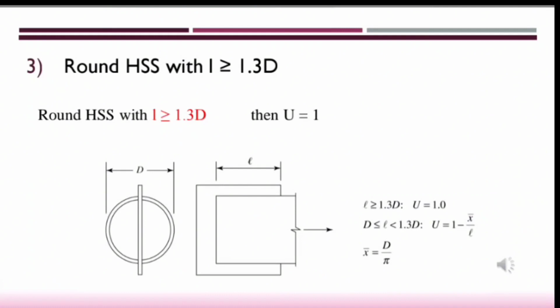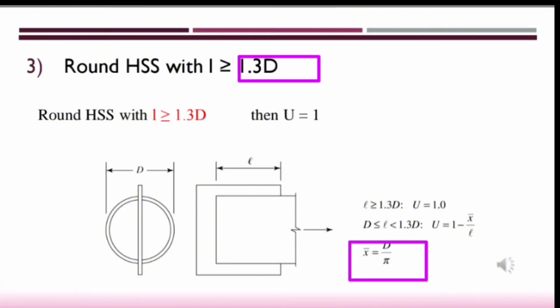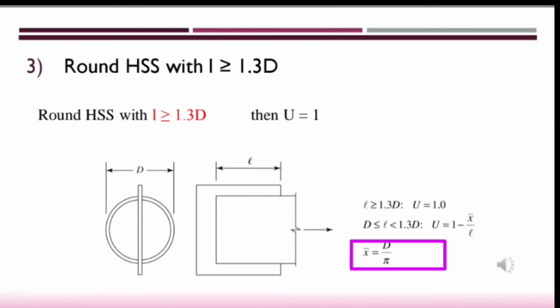When the connection length is greater than or equal to the dia and less than this condition, then we will use the equation method as we discussed in the last lecture. That was the first category. For this we are using the x bar by this formula. Only this formula changes from the first category. So x bar will be diameter upon pi.